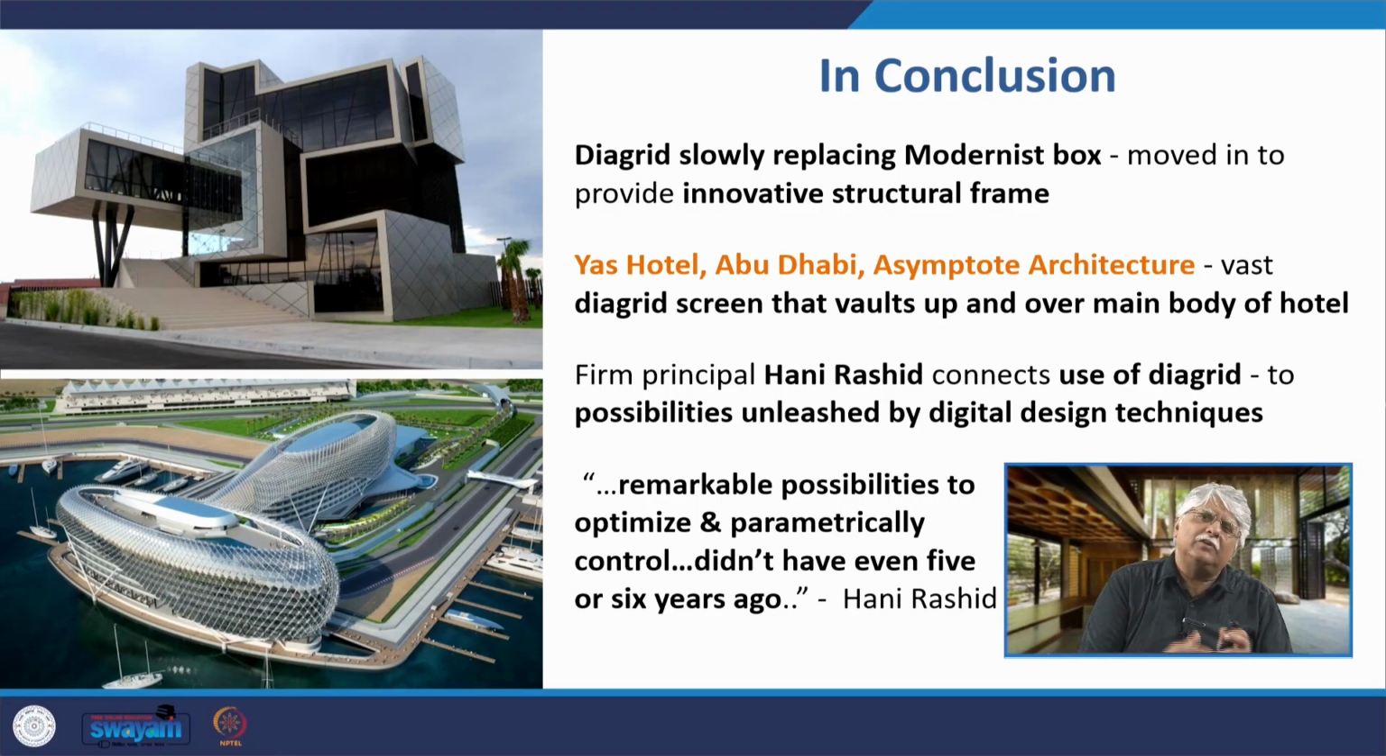Diagrid is slowly replacing the modernist box design, and we are moving more and more into this innovative structural frame. For example, the Yas Hotel in Abu Dhabi by Asymptote Architecture has a vast Diagrid screen that wraps up and down over the main body of the hotel. The firm principal Hani Rashid connects the use of Diagrid to the possibilities unleashed by digital design techniques, and he says there are remarkable possibilities to optimize and parametrically control the design of buildings. We didn't even have this possibility 5 to 6 years ago. Of course, this statement was made several years earlier, so several more years have passed since then, but Diagrids are playing a major role in many of the buildings being designed today.